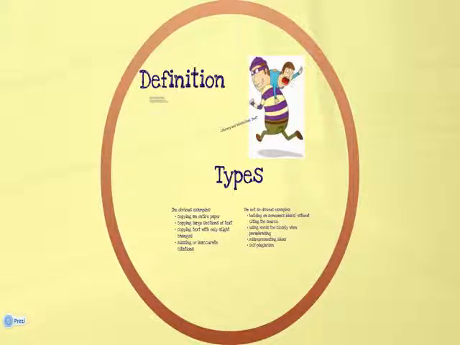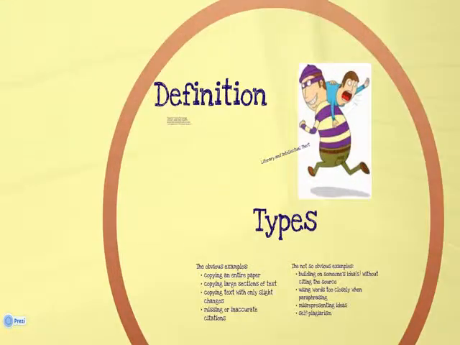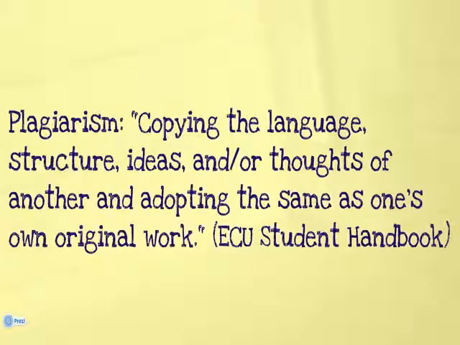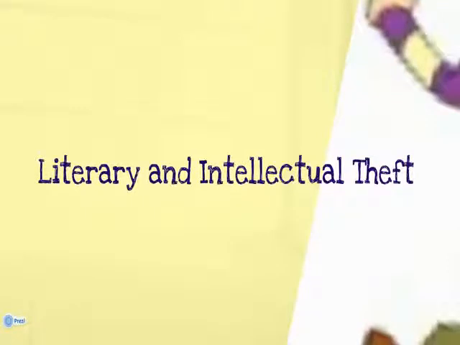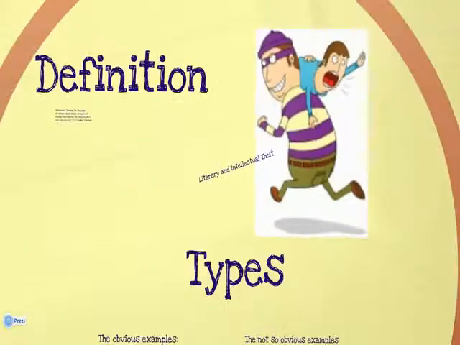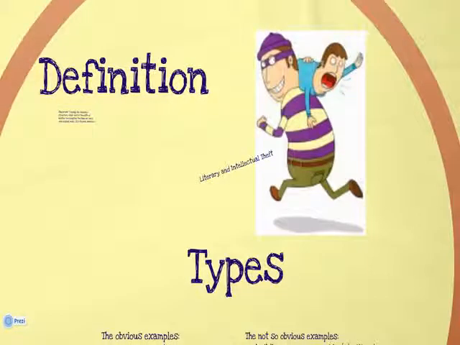So to define plagiarism. This comes from the ECU handbook. Copying the language, structure, ideas, and or thoughts of another and adopting the same as one's own original work. So that's a pretty broad definition, but we can look at some particular types. Plagiarism does come from the word kidnapping, so it really is literary and intellectual theft or kidnapping, which is why we've got this image here that we're stealing somebody else's child, their mind child, we might think of it.